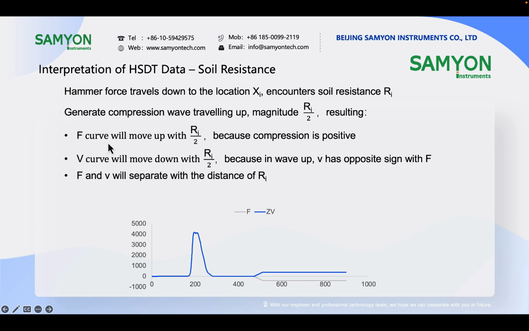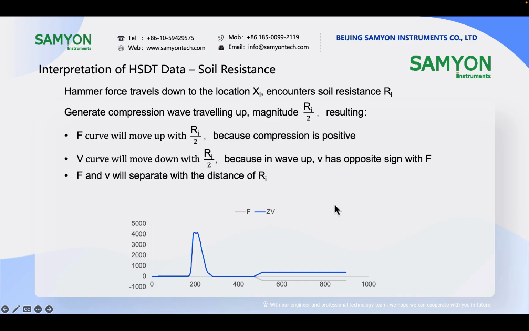And actually, we have discussed it before. Here we explain again. At the location of the soil resistance, half of the soil resistance will go up as a compression wave. So the compression wave is half Ri. We know that compression wave is positive. So half Ri compression will make the force curve go up with the magnitude of half Ri.